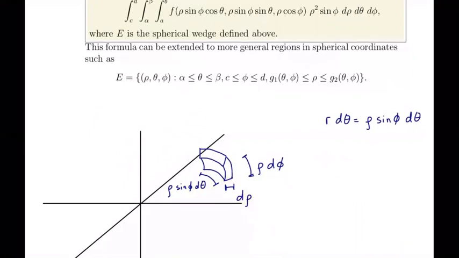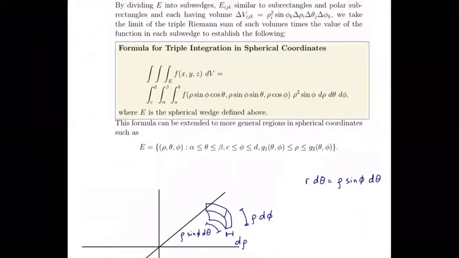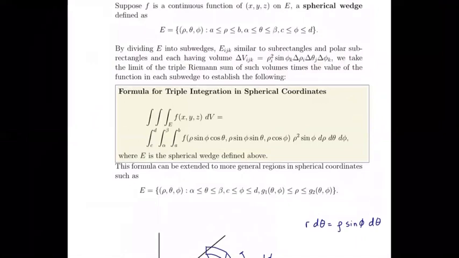Now we put all that together. This is our volume element, and we are estimating the sums of the function value within each of these volumes times the volume itself, summing up the triple sum and taking the limit as these volumes shrink to 0. We end up with the integral that we have in the box here.